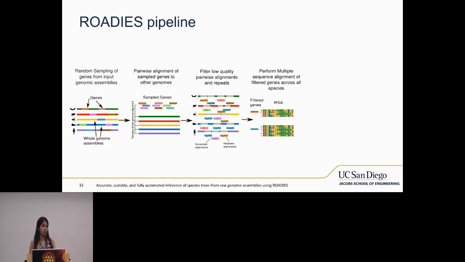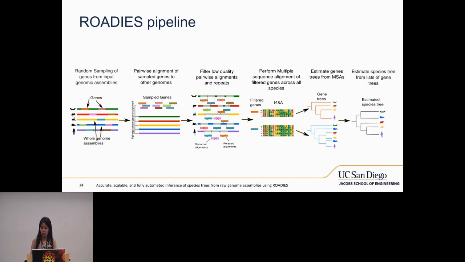Then we perform the multiple sequence alignment of the homologous sequences taken for each gene. Once we have the bunch of MSAs, we do gene tree estimation for all those MSAs. Multiple sequence alignment we perform using PASTA, and gene tree estimation using RAxML-NG. Then once we have this bunch of gene trees, at the very end, we estimate the species tree using Astral Pro. So this is the entire pipeline of ROADIES from start to end.